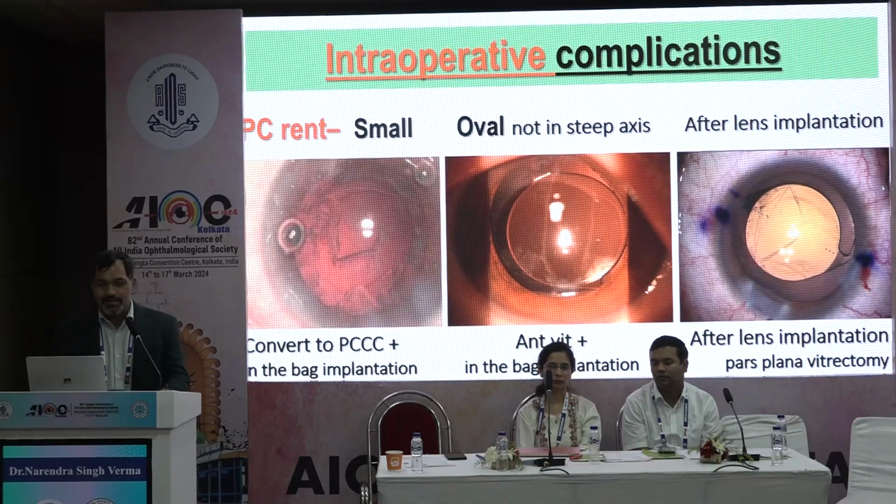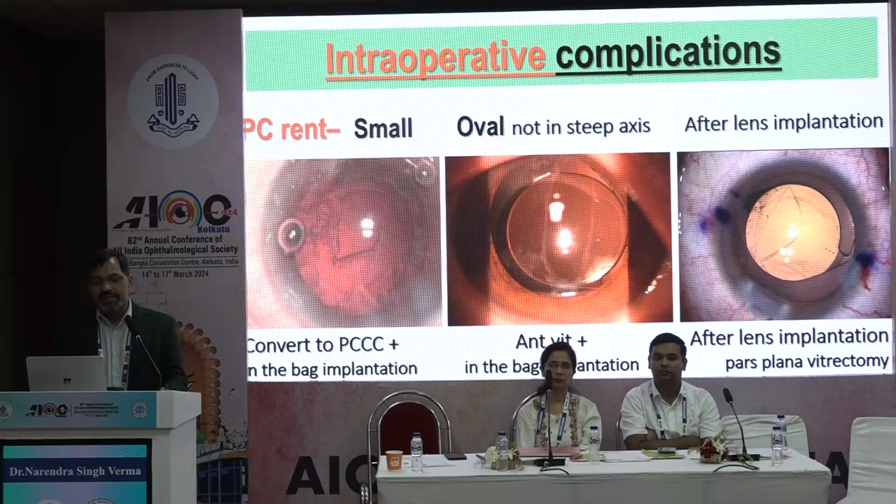This is a very dreadful situation when there is a PC rent in a toric lens. So if there is a small PC rent in the center and you are able to convert it into a PCCC, then it is better to convert it to PCCC and put the lens in the bag. If it is oval, then do a thorough anterior vitrectomy, put the lens in the bag, and if it is not in the steep axis of the lens, then only you can put the lens. Otherwise, don't put the toric lens, you can put the monofocal lens, because you can put the monofocal lens haptics not in the extension of the PC rent.